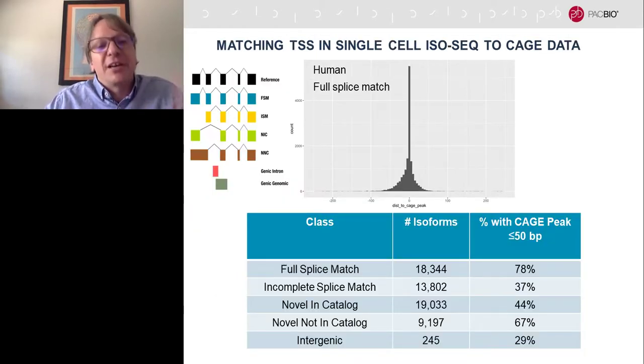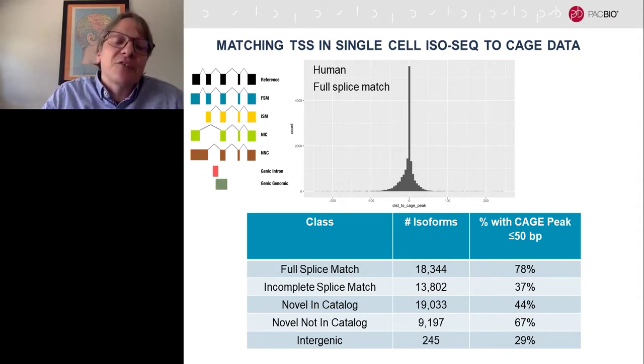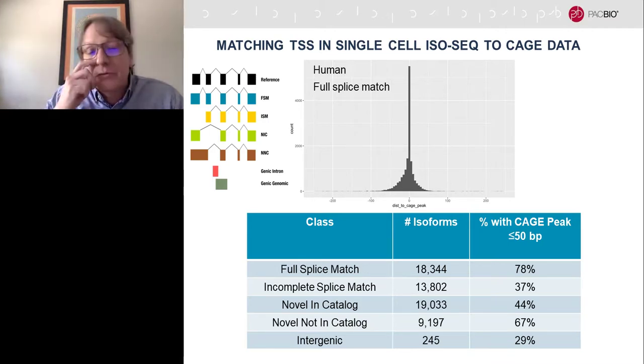Then we traveled to the other end of the transcript, and we said, can we take advantage of known 5' end data? And so this is a type of data called CAGE. And so we looked at the human full splice match, and we could often see that there's a CAGE peak that's within 50 base pairs of where we see our transcription start site in the long reads. So this shows that reverse transcriptase is getting all the way to the other end of the transcript during these single cell protocols with the Drop-seq, and that was very exciting.